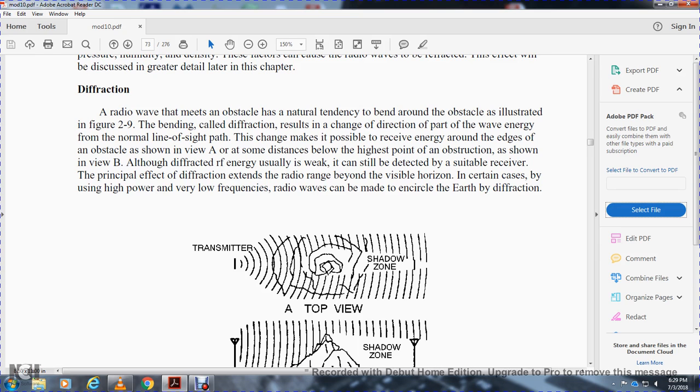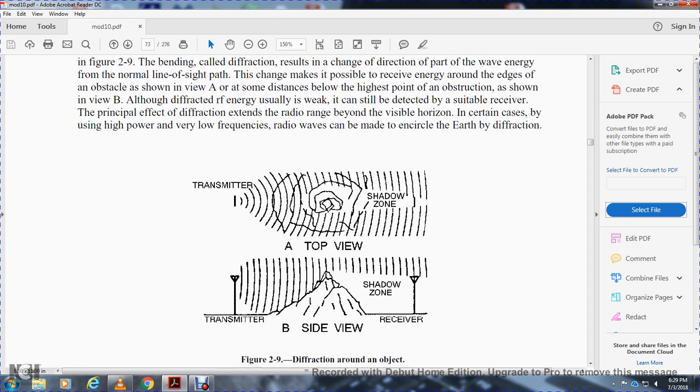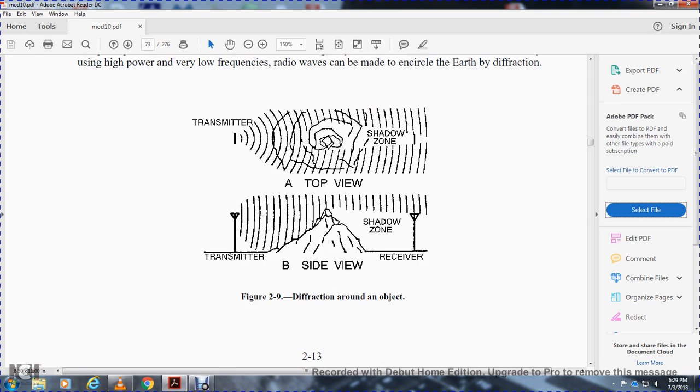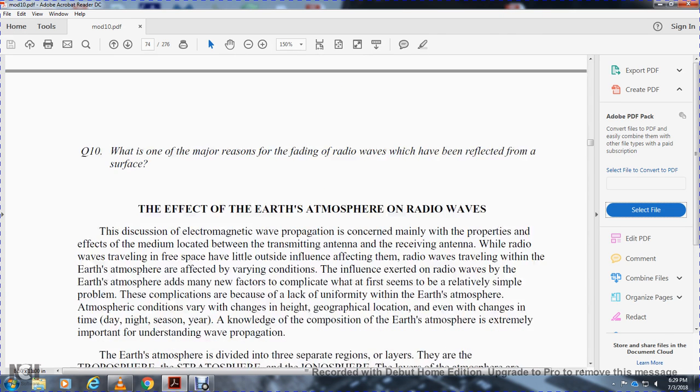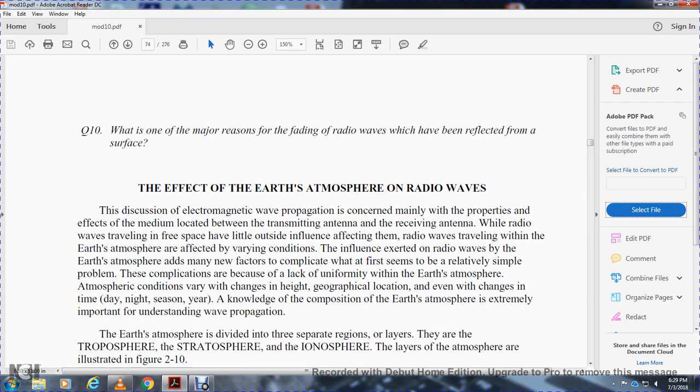Although diffracted radio frequency energy is usually weak, it can still be detected by a suitable receiver. The principal effect of diffraction is to extend the radio range beyond the visible horizon. In certain cases, high-power, low-frequency radio waves can be made to encircle the Earth through diffraction. Figure 2.9 shows diffraction around an object, transmitter side view, shadow zone, top view, transmitter shadow zone.